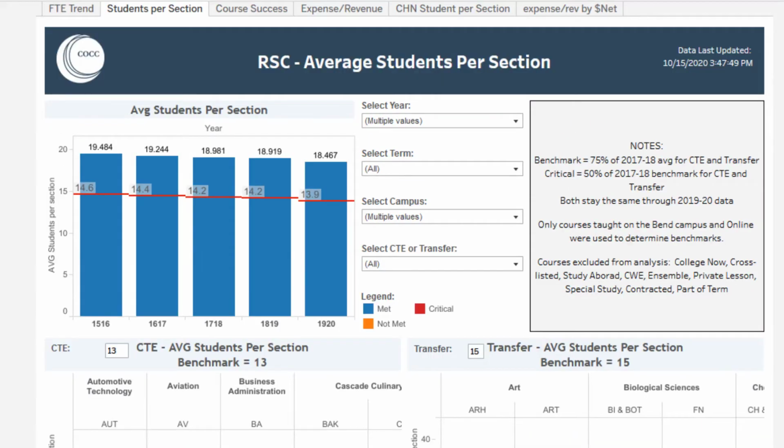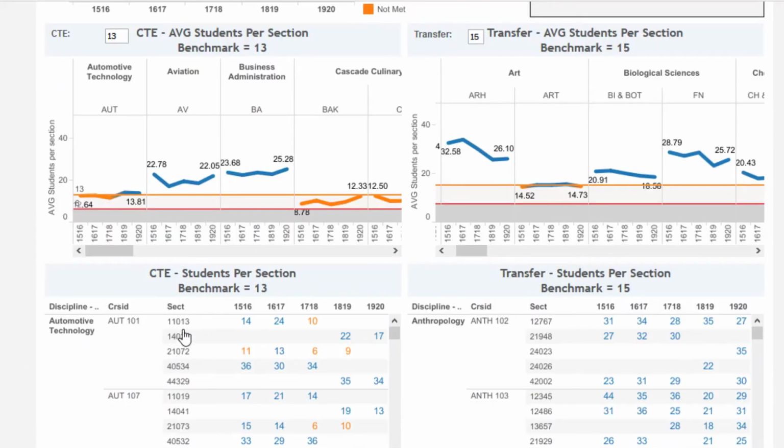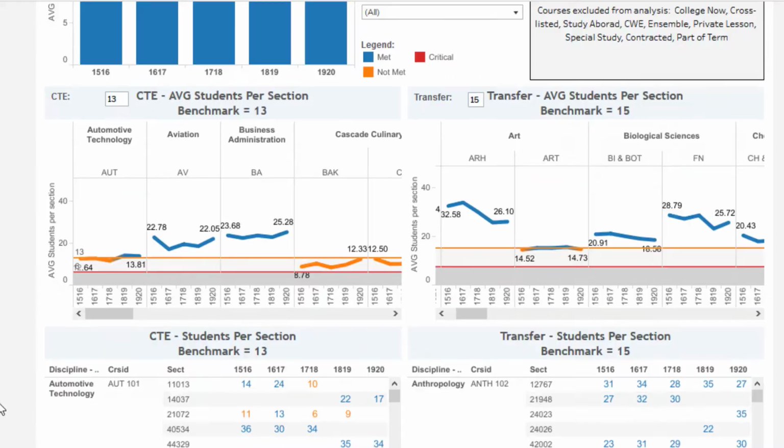Okay, everybody, so I'm in Tableau now, in the average students per section tab, and what we've got here is CTE on the left side and transfer over here on the right. And then under that, we've got the classes that are broken out by CRN, which is within the course, like Automotive 101, Automotive 107.